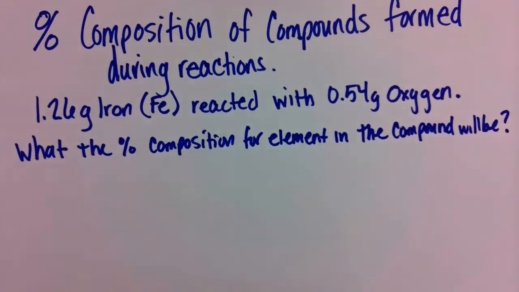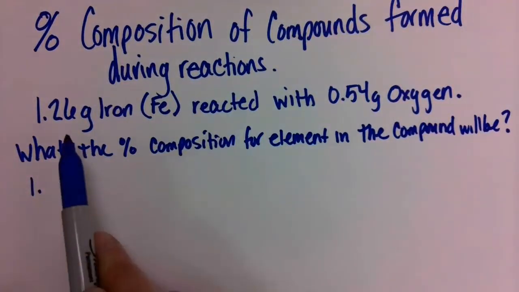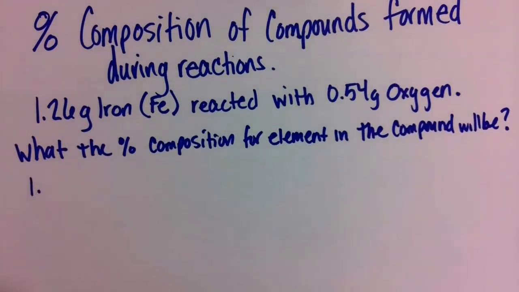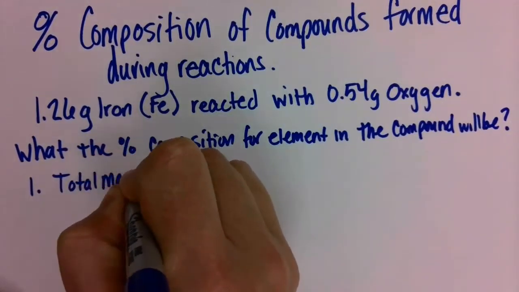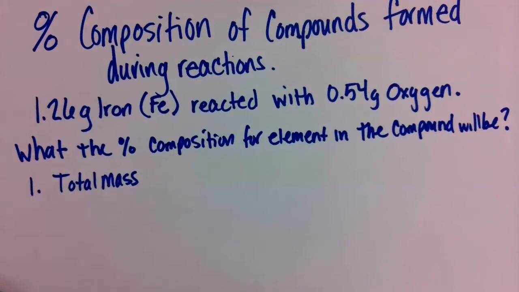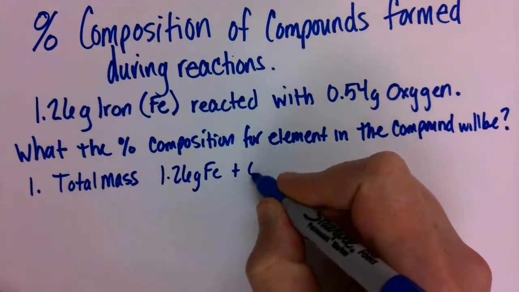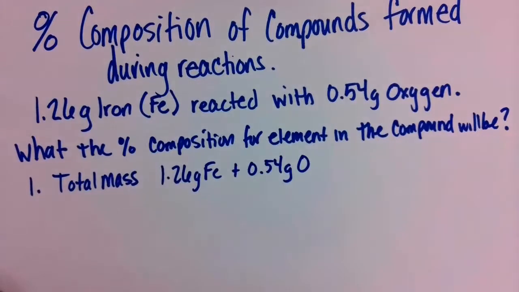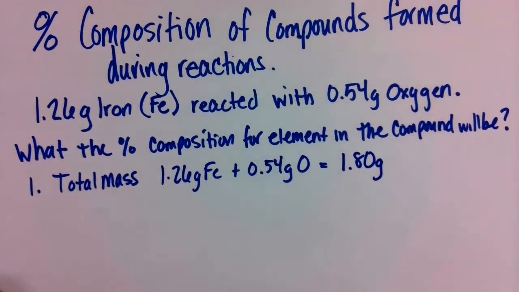Okay, so here I'm taking a specific mass amount of iron and reacting it with a specific mass amount of oxygen. All right, in this particular case, our very first step is going to be to take the masses of each element that are being combined and add them together. Okay, we want the total mass based on the masses that are being reacted. So in this case, I'm going to take 1.26 grams of iron and simply add it to my 0.54 grams of oxygen. And that, my friends, is going to give me 1.80 grams of whatever the compound will be.